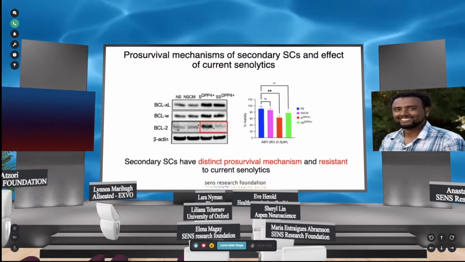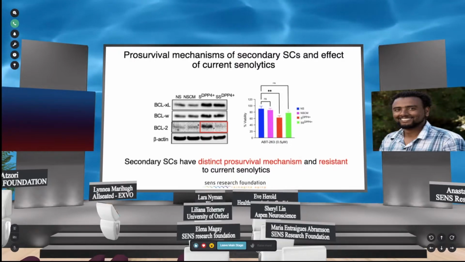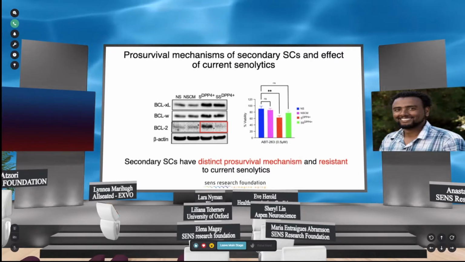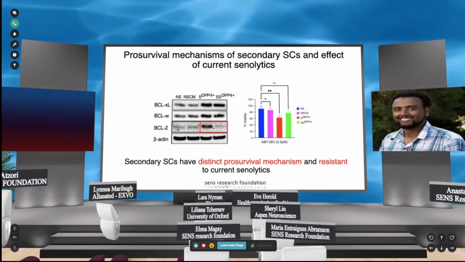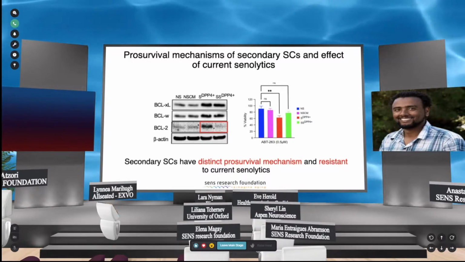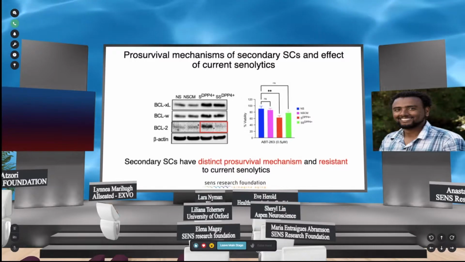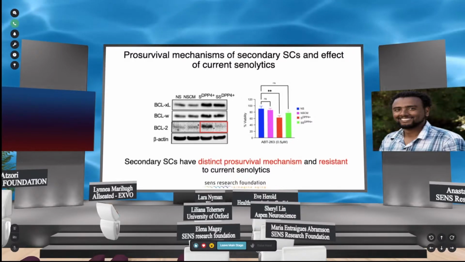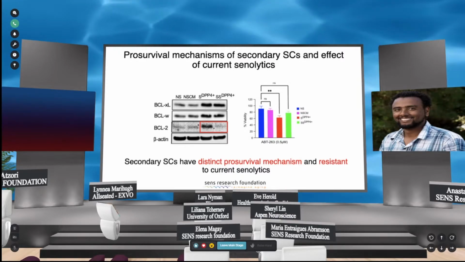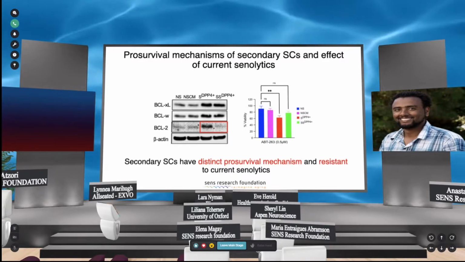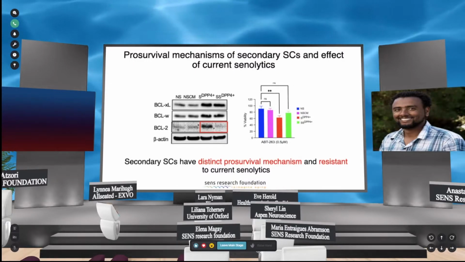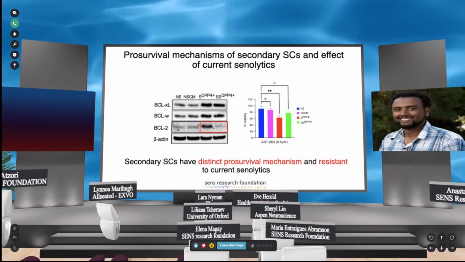So then we asked, okay, if they don't express the BCL2 protein, then how about the senolytics that are known to target the BCL2 family proteins? And then we treated both primary and secondary senescent cells with navitoclax and looked at its effectiveness. And as you can see here, again, red is primary senescent. There is a significant decrease in the viability of these primary senescent cells after navitoclax treatment, whereas we don't see any significant effect on secondary senescent cells.